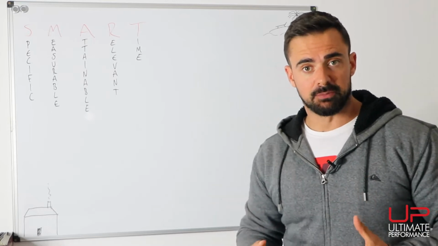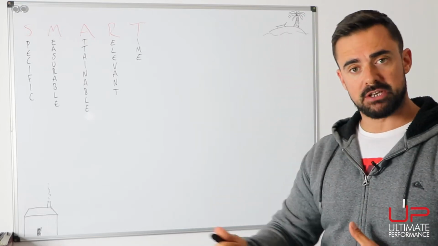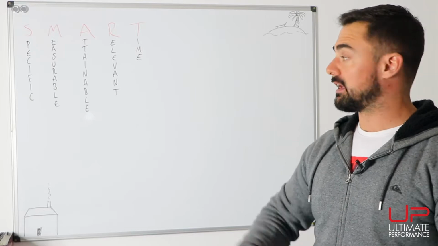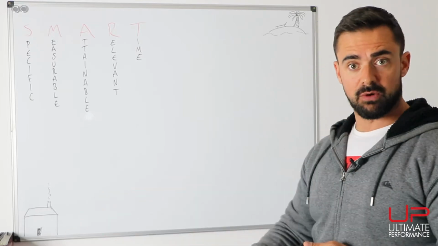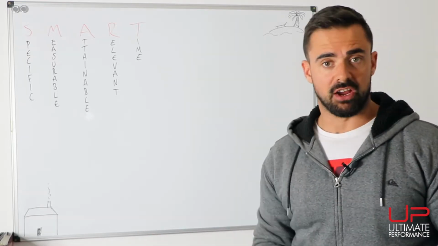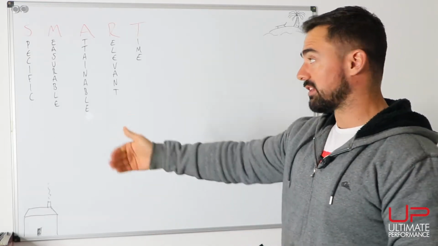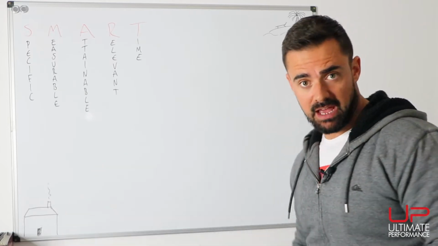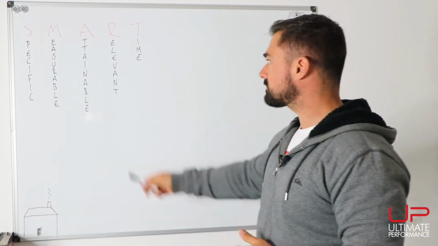Measurable. Is it measurable? Is there a parameter with which you can measure your success on that? In the case of, let's say, finance, I want to earn 15,000 euros more per year? Yes, I can do that. Great. You know when you've got to that goal because you are earning, guess what? 15,000 per year. It is measurable.